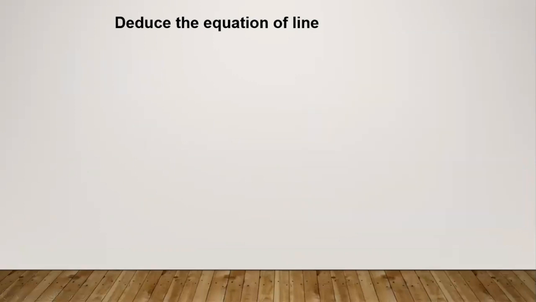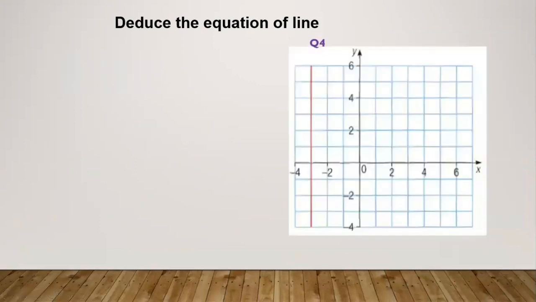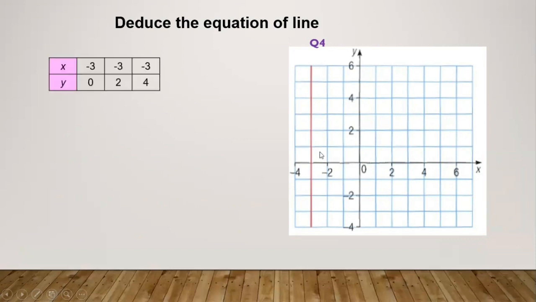Let us take the last question. Question number 4. Here is a graph for you. Where is the line and how is the line? Yes, the line is parallel to the y-axis. Let us write in the table the coordinates. What do you observe here? Every time the x coordinate remains the same. Now see, look, y is 0, x is minus 3; y is 2, x is minus 3; y is 4, x is minus 3; y is 5, x is minus 3; y is 6, x is minus 3.